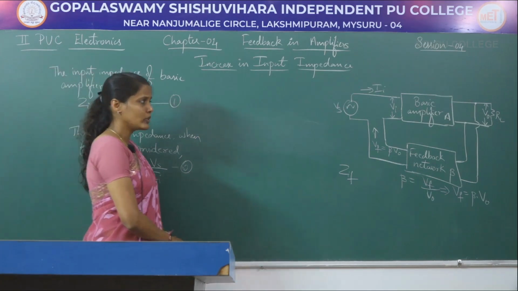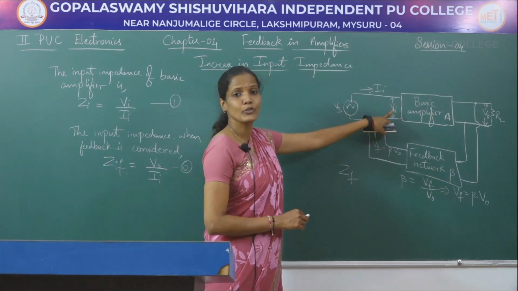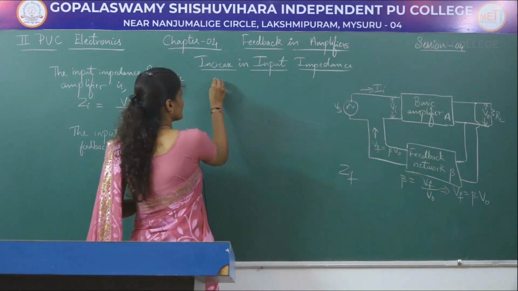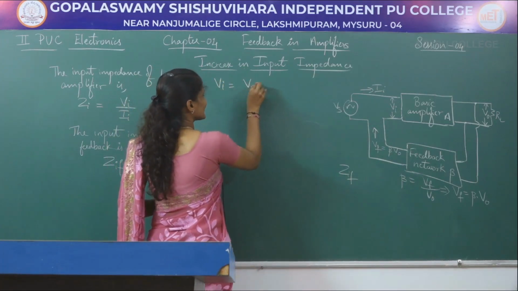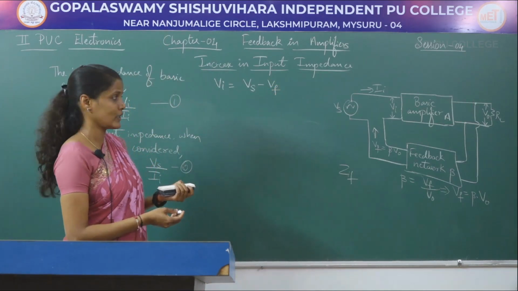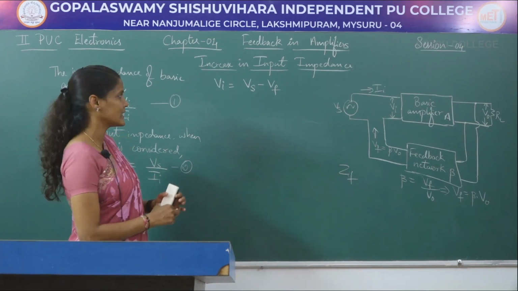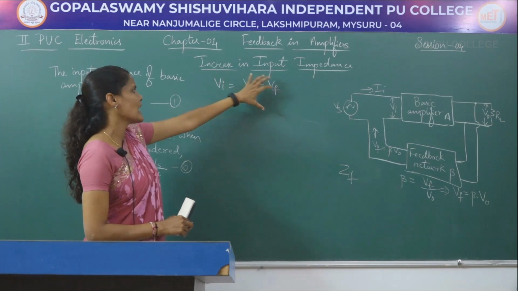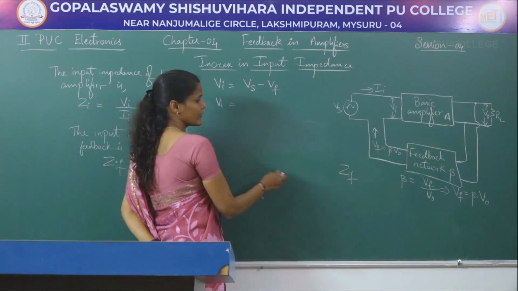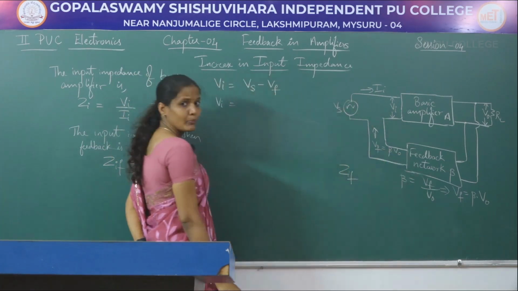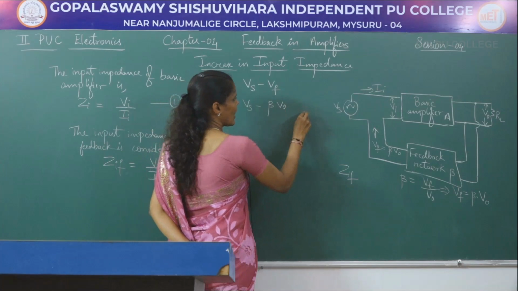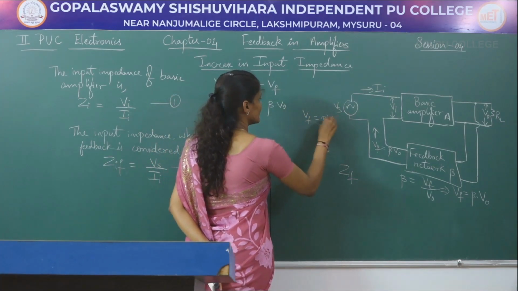Now the net input voltage for the basic amplifier circuit, which is equal to Vi, is nothing but the difference between these two voltages. That is, the input voltage Vi is equal to Vs minus Vf. Why am I writing this negative symbol? Because I am taking a negative feedback circuit. If a positive feedback circuit was considered, then the net input voltage would be equal to the sum of these two voltages, Vs plus Vf. So Vi is equal to Vs minus Vf, but I know that Vf is equal to beta into V0, so Vs minus beta into V0.